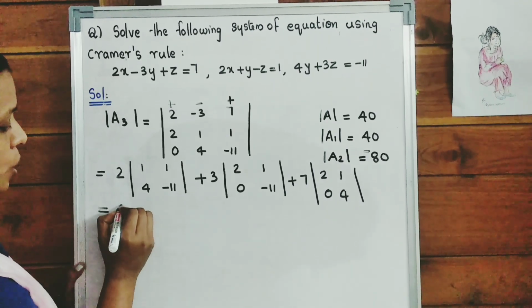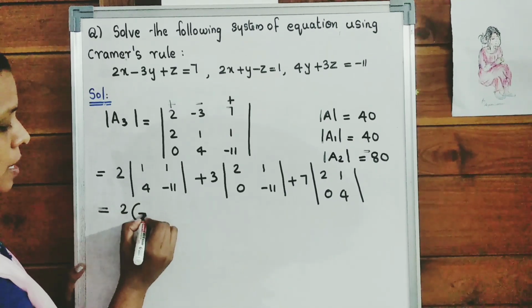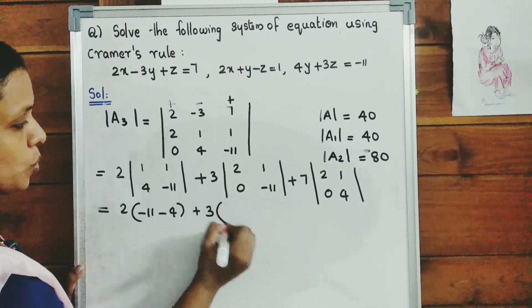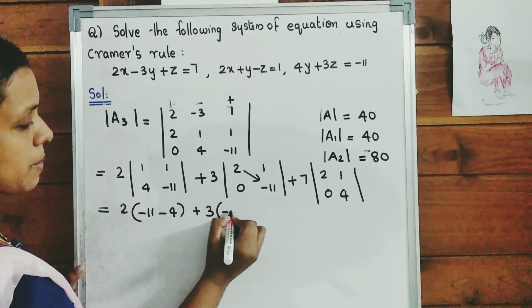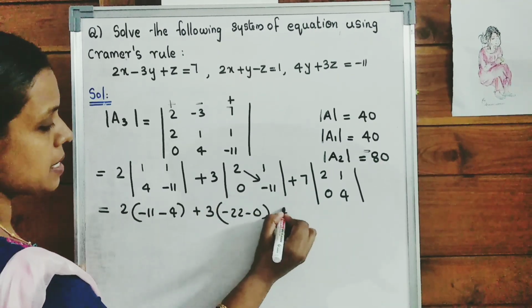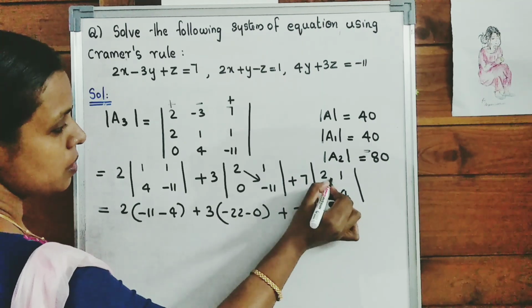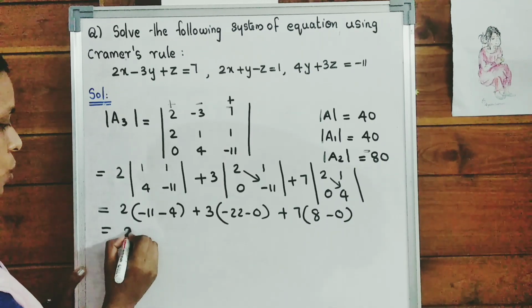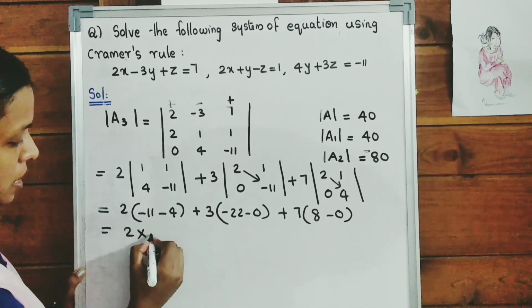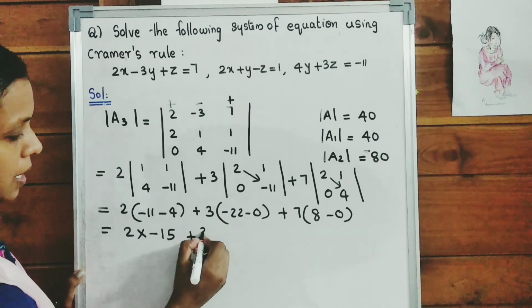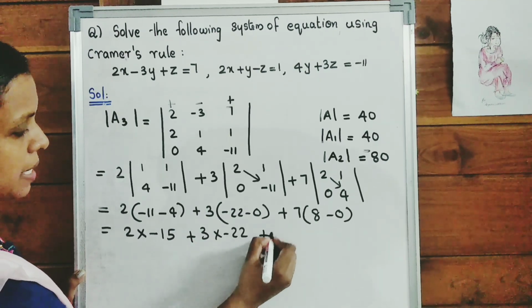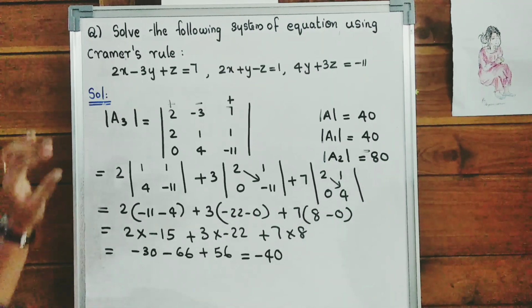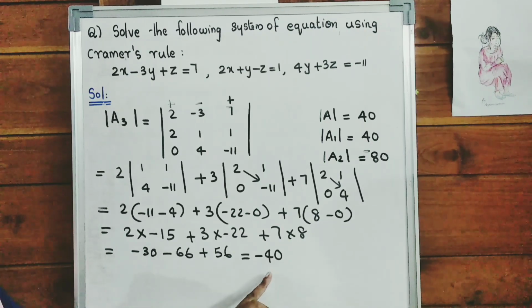That is equal to, we can write 2 into, here 1 into minus 11, minus 11 minus 1 into 4 is 4. That is equal to 3 into, here 2 into minus 11, that is minus 22 minus 0. Plus 7 into, here 2 into 4, that is 8 minus 0. That is equal to, we get 2 into, here minus 11 minus 4 is minus 15. Plus 3 into minus 22 plus 7 into 8. We get minus 40. That is determinant A3 is equal to negative 40.